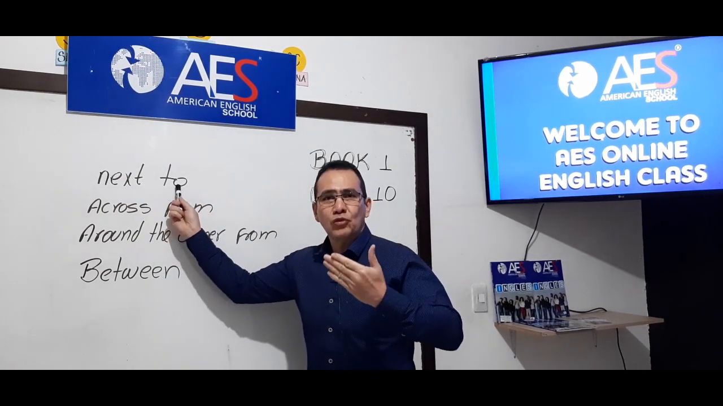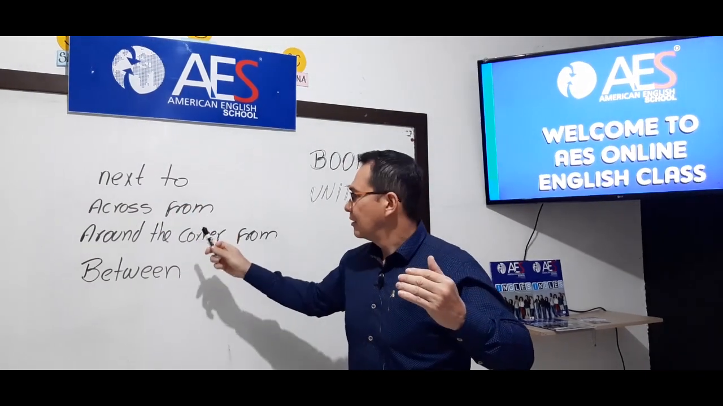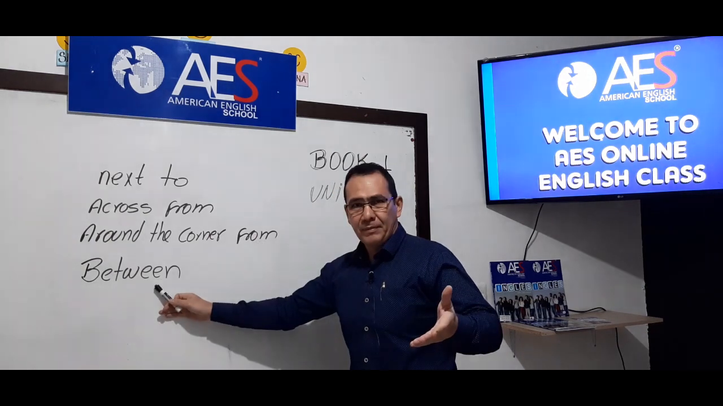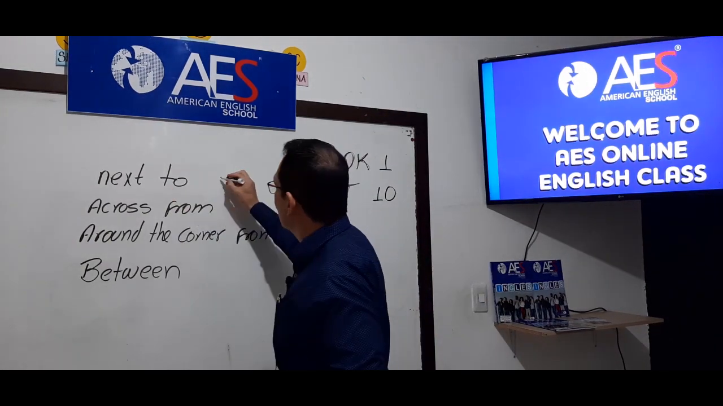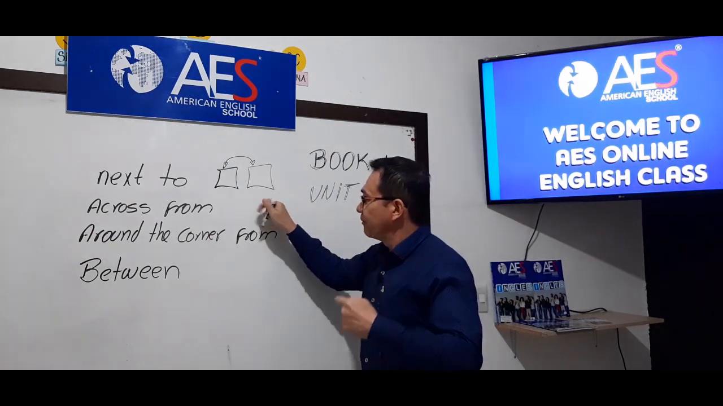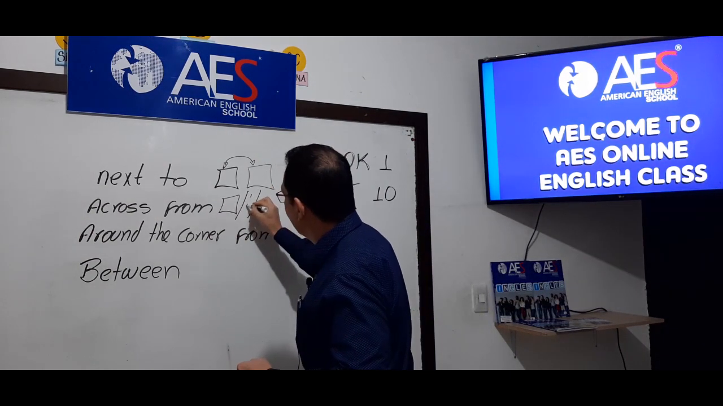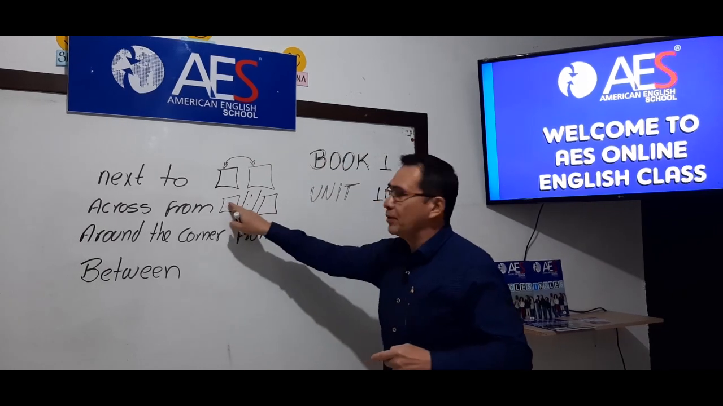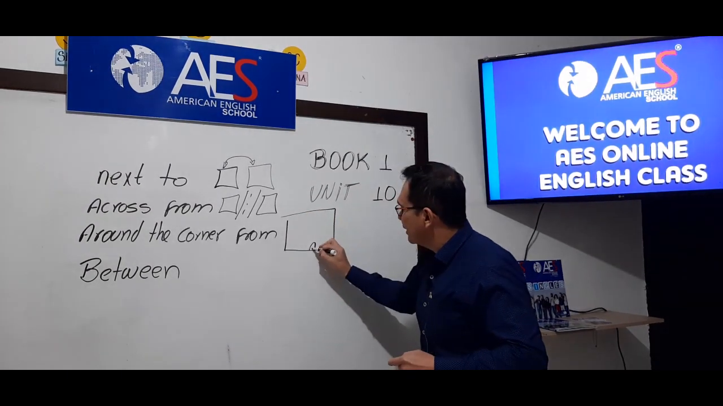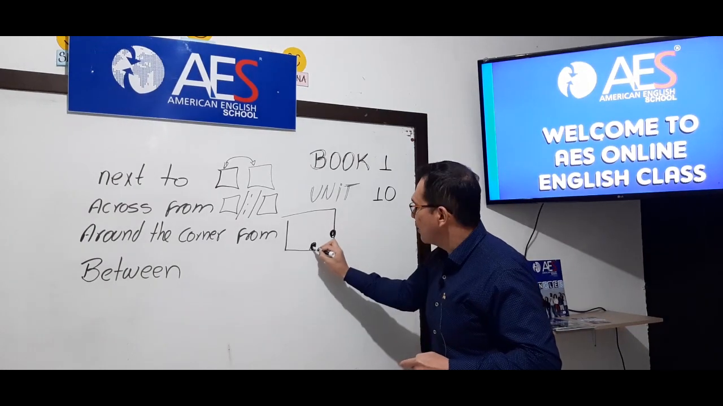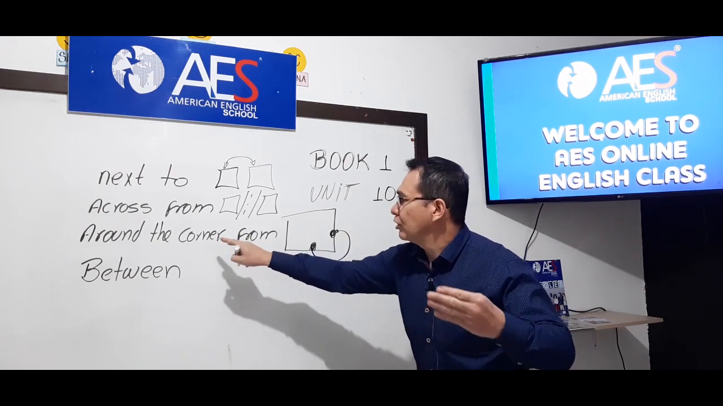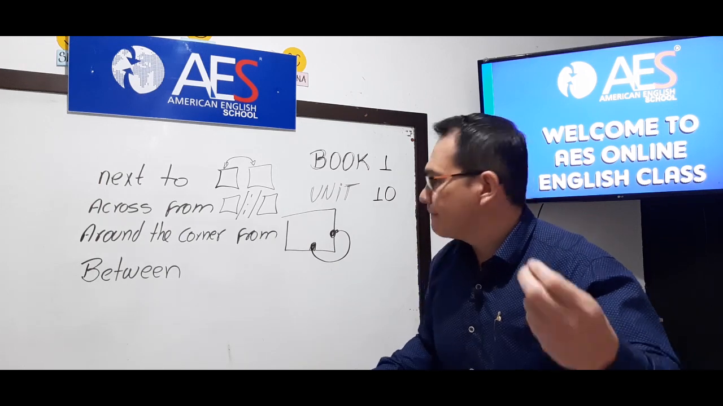Next to. Repeat. Next to. Across from. Around the corner from. Between. Okay. Next to. This is next to, right here and right here. It's next to. Repeat. Next to. Across from. Es que aquí hay una calle. It's across from. Repeat. Across from. Around the corner from. Es que aquí hay una tienda y acá hay otra tienda. It's around the corner from. Al voltear la esquina. Around the corner. Repeat. Around the corner from. Very good.